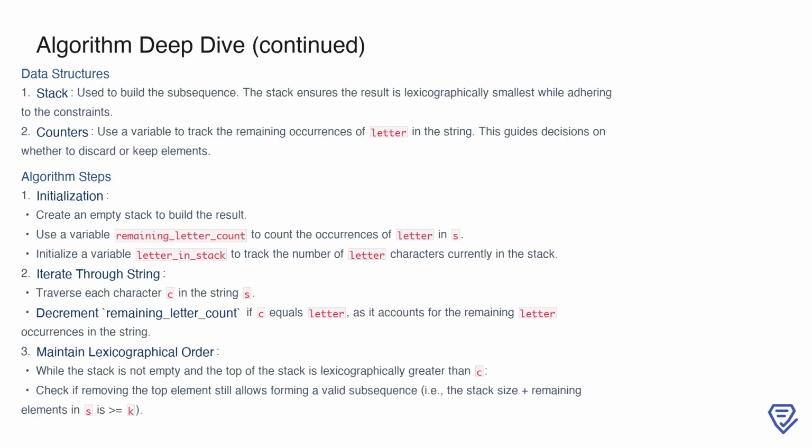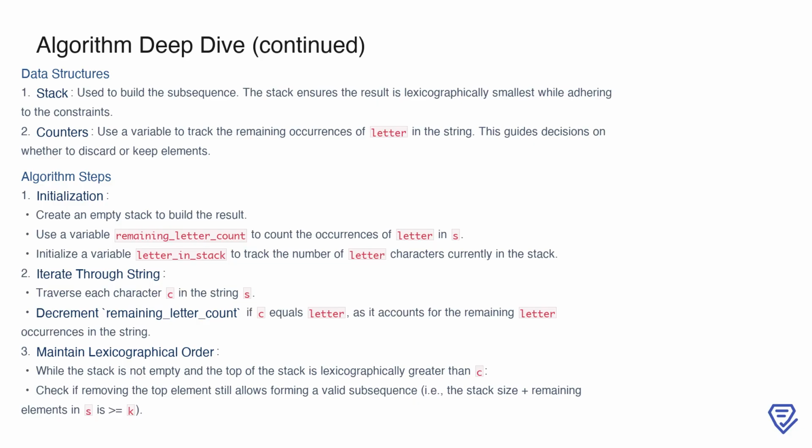The algorithm begins with some initialization. We start with an empty stack, and we calculate the total occurrences of letter in the string, storing this in remaining_letter_count. We also initialize a variable letter_in_stack to 0, which tracks how many letter characters are currently in the stack. As we iterate through the string, we process each character one by one. For every character C, if it matches letter, we decrement remaining_letter_count because there's now one less occurrence of letter left to process in the string.